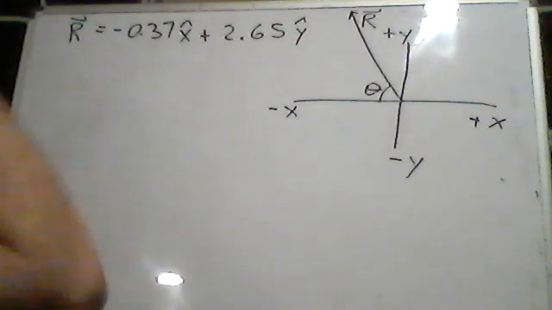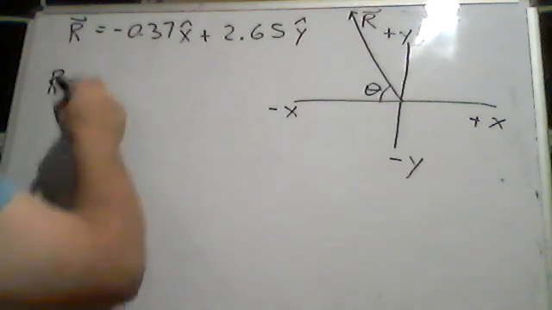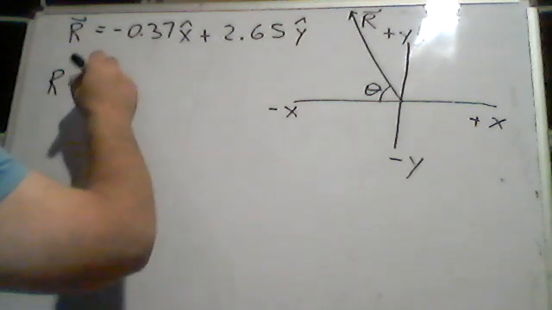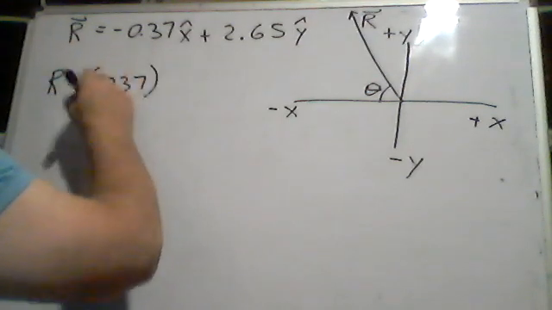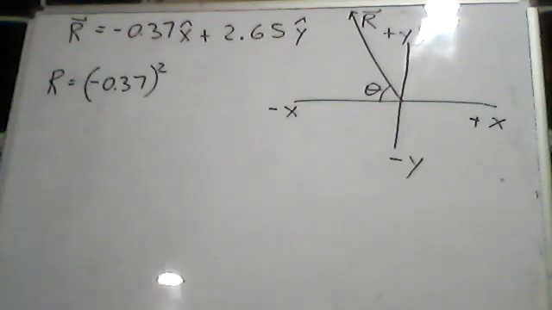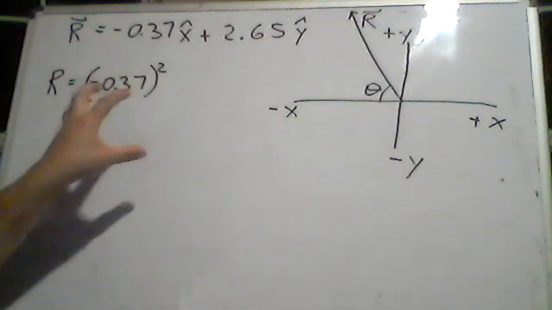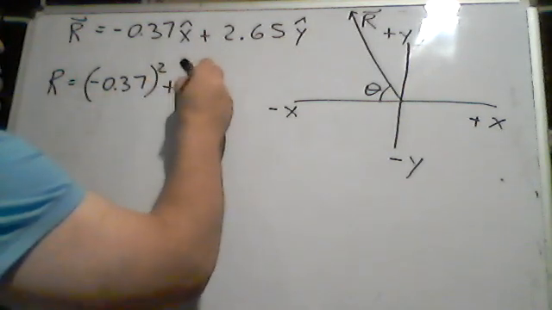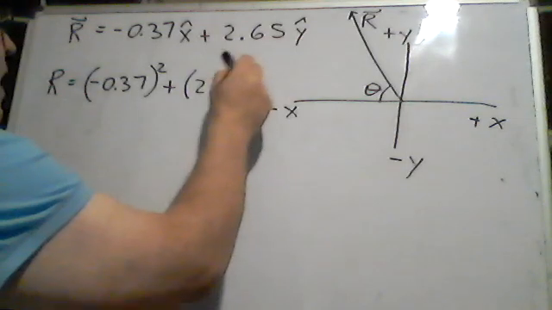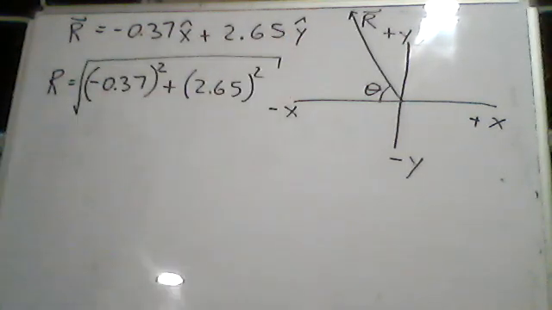All right. So what is r? Well, I'm going to use two steps in Pythagorean Theorem. It's going to be r is the square root. Now remember, it's negative 0.37. That negative is squared. Don't do like some students do and go negative and then put 0.37 squared. No, the negative 0.37 is what is squared. Plus 2.65 squared, and that's going to be under a square root radical.